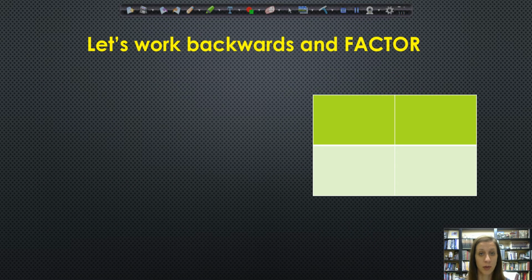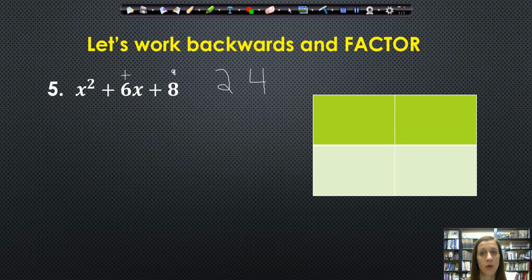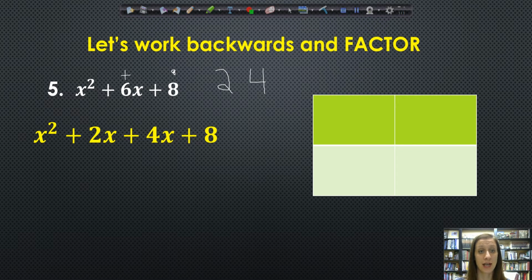So let's work backwards. I'm going to start off with a trinomial, x squared plus 6x plus 8. You need to ask yourself, what multiplies to give me 8, but when I add it will give me 6? Hopefully you can come up with the numbers 2 and 4. So all I'm going to do is make 6x become 2x and 4x, because I haven't changed the problem. When I combine those, I'll still get 6x.